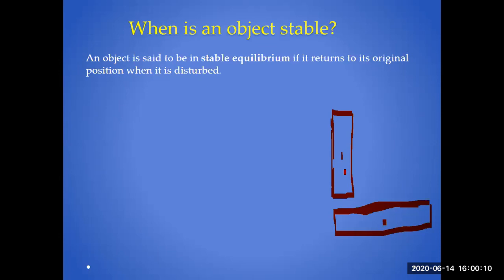Now, there are three states of equilibrium. Conditions are only two, which we have already discussed. The sum of forces acting on the body is zero, that is the first. The sum of torques acting on a body is zero, that is the second condition of equilibrium. Now we are discussing the three states of equilibrium. Number one is stable.